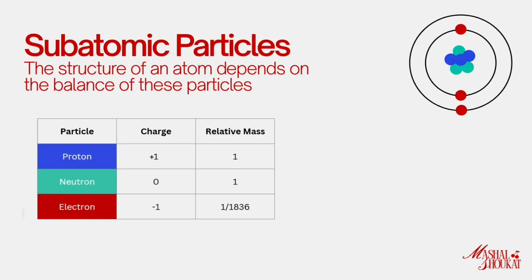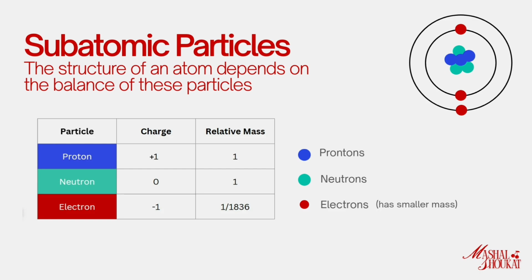Atoms are made of three main subatomic particles: protons, neutrons, and electrons. Protons have a positive charge, neutrons have no charge, and electrons have a negative charge. Protons and neutrons also make up most of the atomic mass.